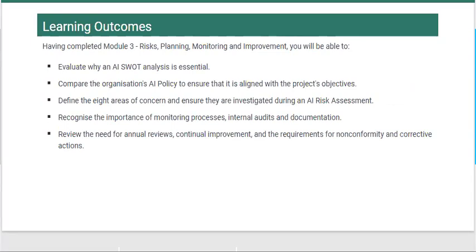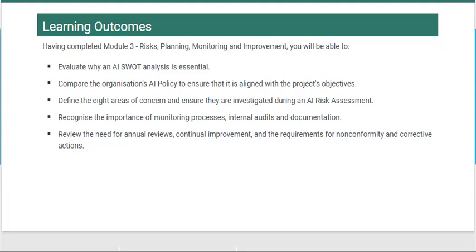Evaluate why an AI SWOT analysis is essential. Compare the organization's AI policy to ensure that it is aligned with the project's objectives. Define the 8 areas of concern and ensure they are investigated during an AI risk assessment. Recognize the importance of monitoring processes, internal audits and documentation. Review the need for annual reviews, continual improvement, and the requirements for nonconformity and corrective actions.